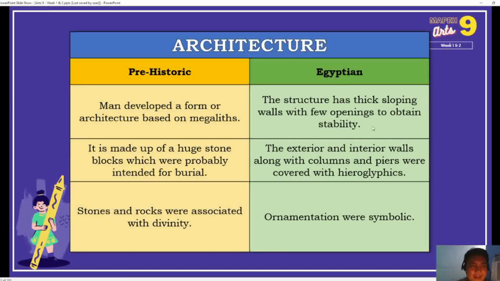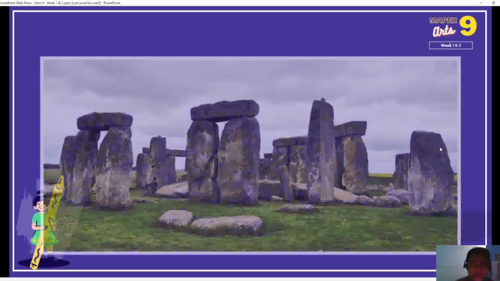For the architecture, so let's compare the prehistoric architecture and Egyptian architecture. Man developed a form of architecture based on megaliths. It is made up of huge stone blocks which were probably intended for burial, and stones and rocks were associated with divinity. For the Egyptian, the structure has thick sloping walls with a few openings to obtain stability. The exterior and interior walls, along with columns and piers, were covered with hieroglyphics, and ornamentation were symbolic. When we say ornamentation, these are the designs. So let's check. I have here some examples.